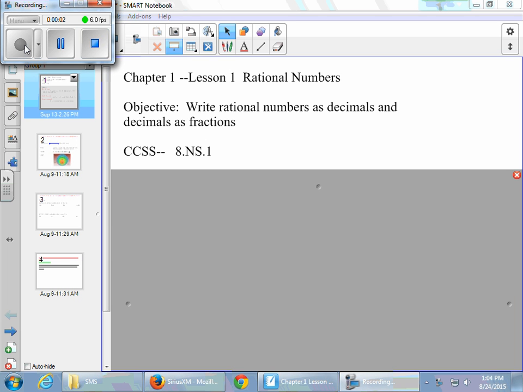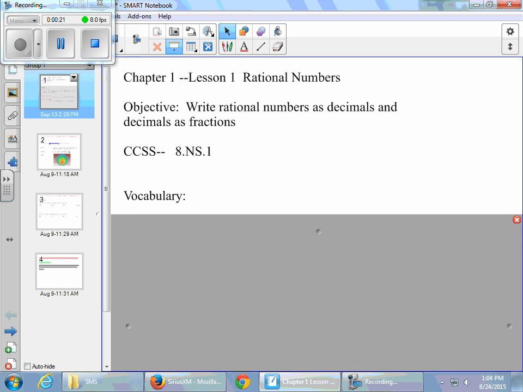Welcome to Chapter 1, Lesson 1, Rational Numbers. Our objective or learning target for this lesson is to write rational numbers as decimals and decimals as fractions. As you'll notice, the CCSS, that is our Common Core State Standard, is 8.NS.1 for this lesson.